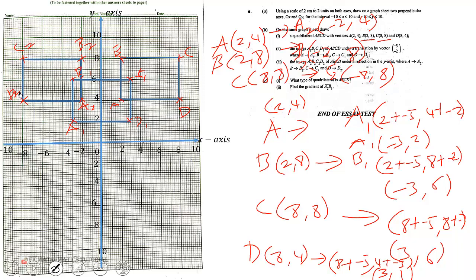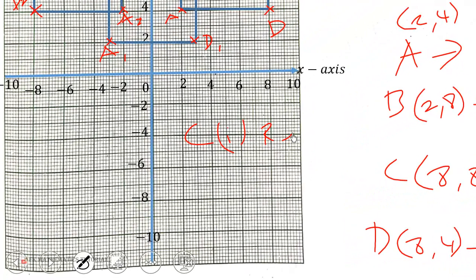Now we're asked, what type of quadrilateral is ABCD? So ABCD is a rectangle.